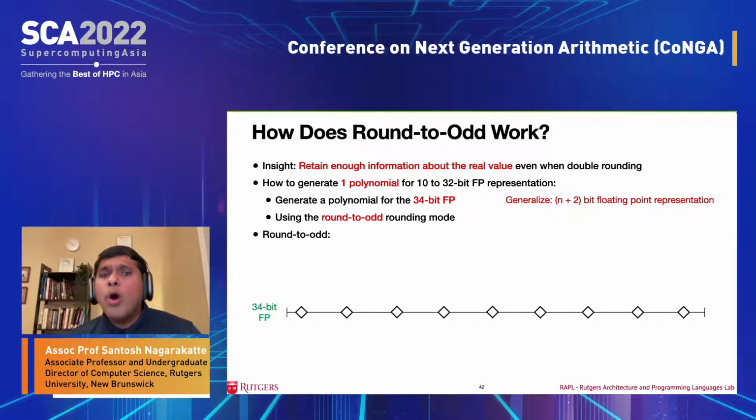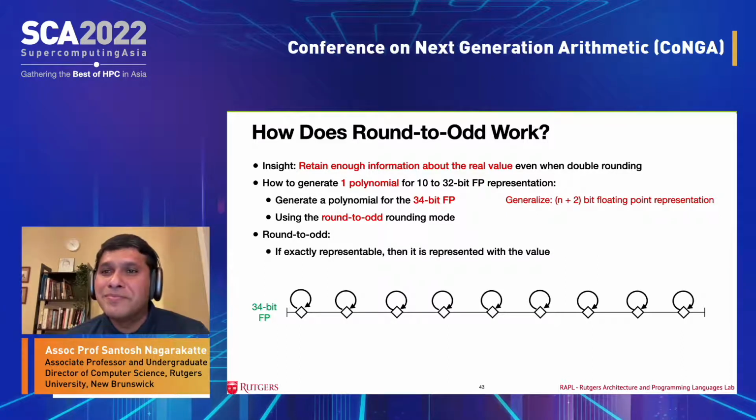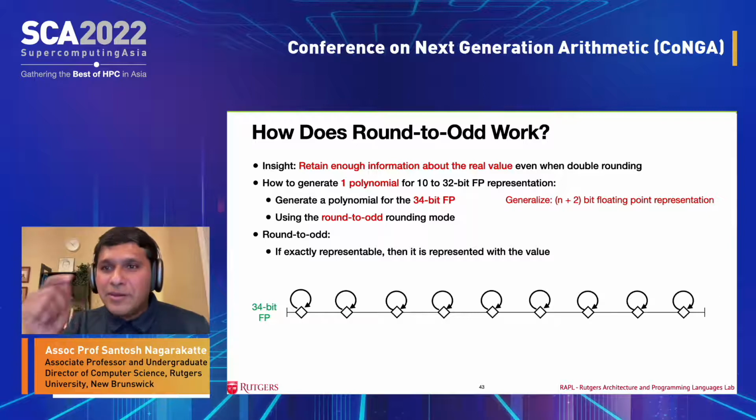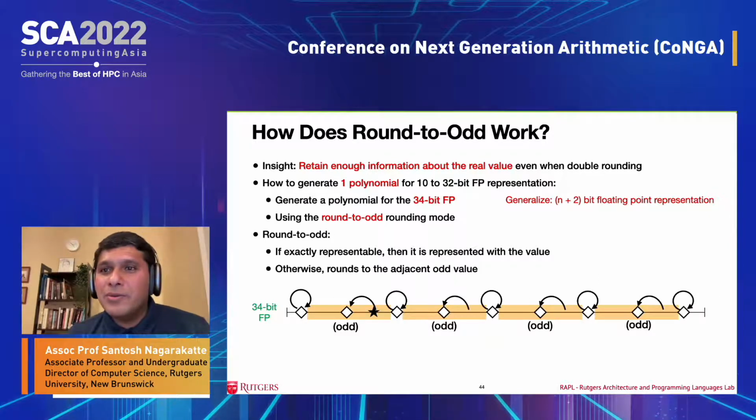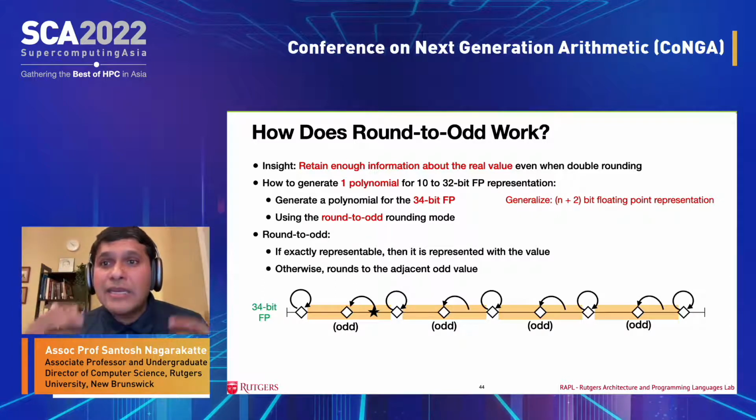Now let me tell you what round to odd is. Round to odd can be described in 2 sentences. If a real value is exactly representable in your representation, it rounds to that value. If a number is exactly representable, you just round to that. If the number is not exactly represented, you need to do rounding. It rounds to an adjacent value whose bit pattern, when interpreted as an unsigned integer, is an odd number.